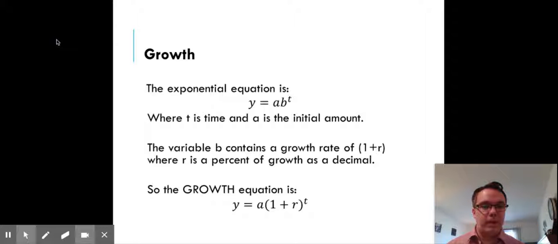Here is the formula for exponential growth. I'm going to pause now so you can pause the video and write this all down.